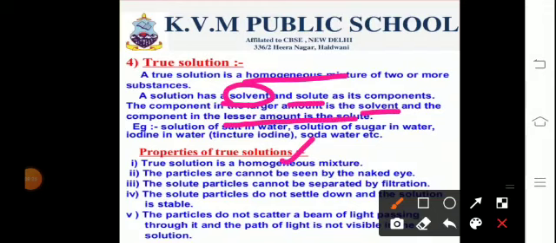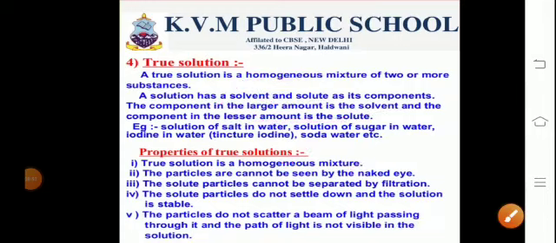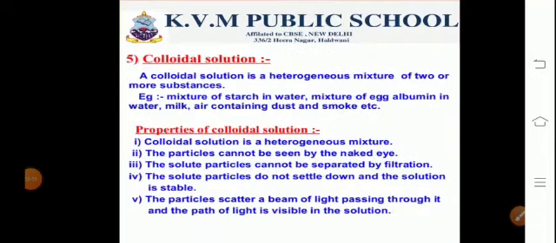True solutions are homogeneous, cannot be seen with the naked eye because the particle size is very small, and when the particle size is very small, they get totally dissolved in the solvent. They are transparent. The size is less than 1 nanometer. They do not settle at the bottom. They completely pass through filter paper. They will not show Tyndall effect or the Brownian motion. They can be recovered by evaporation or crystallization.